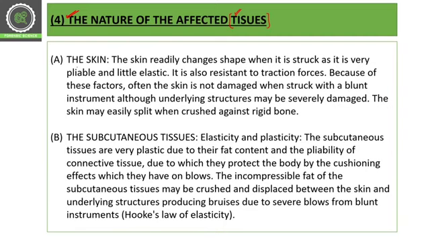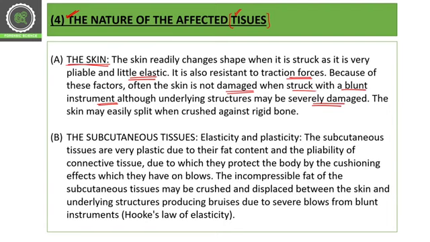For example, first is the skin. We are talking about the skin. The skin radially changes shape when it is struck, as it is very pliable and a little elastic. Okay, it is also resistant to transaction forces, and because of these factors the skin is often not damaged when struck with a blunt instrument, although underlying structures may be severely damaged. So the skin is not that damaged, but the underlying structures beneath the skin might get damaged.